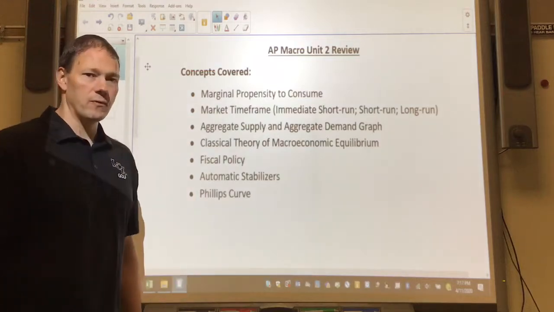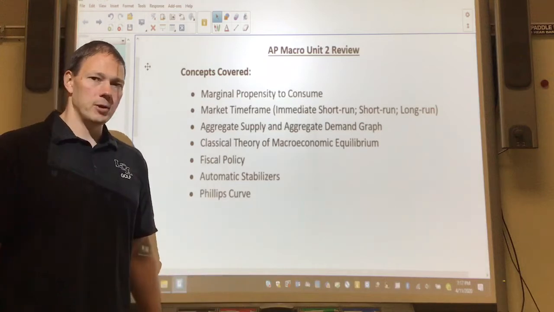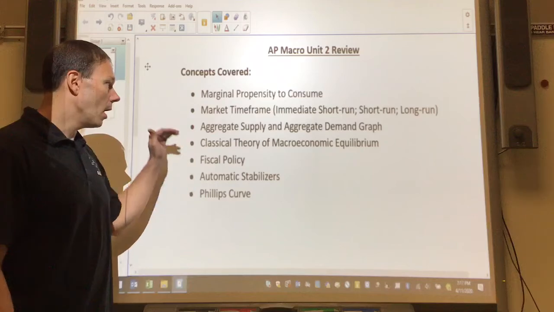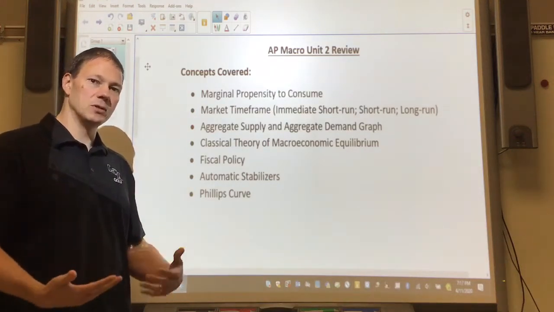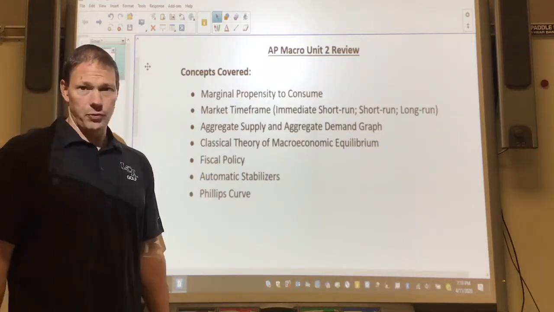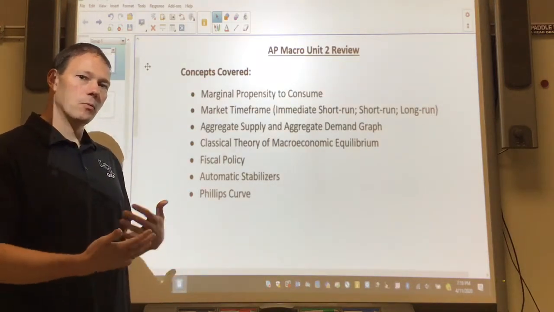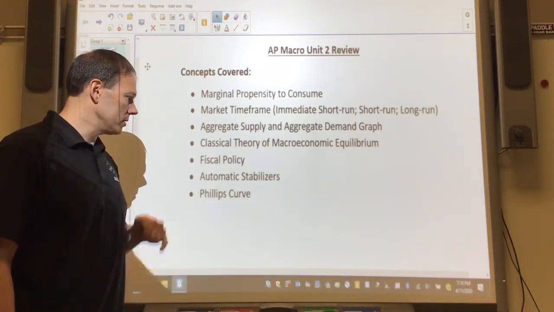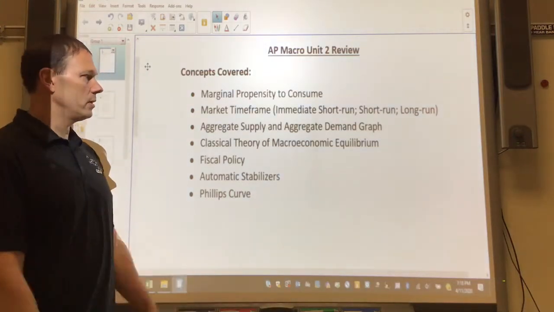So anyway, these are the things we're going to be looking at. A quick refresher on the marginal propensity to consume, or MPC, and a quick reminder of the definitions of the three time frames: immediate, short run, and long run. We'll look at the aggregate supply, aggregate demand graph, redefining it and giving you some of the nuances. Then the classical theory: if the government does nothing, what happens in the long run, what adjusts, and what brings us back to equilibrium. We'll look at fiscal policy, along with automatic stabilizers, and then of course the Phillips curve, which is directly related to all of this.